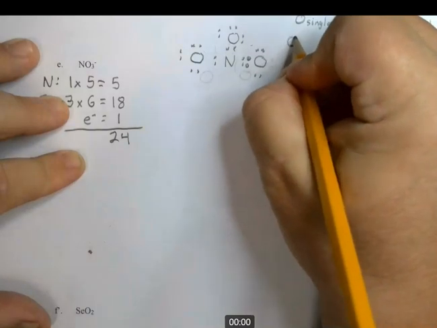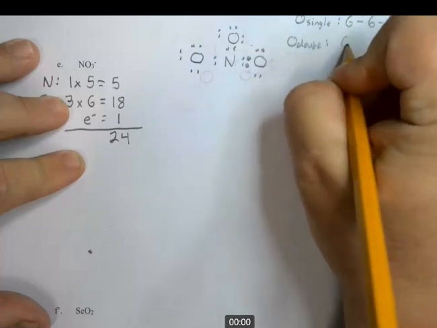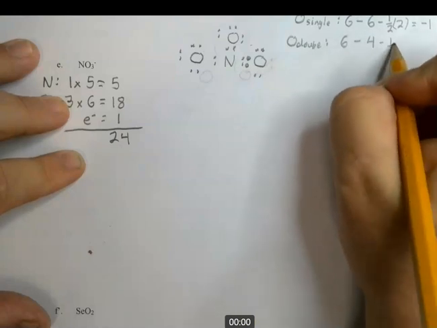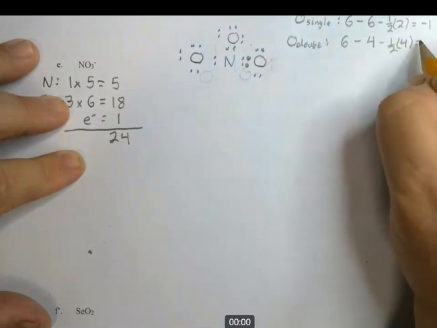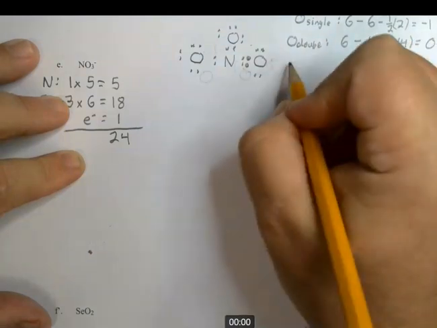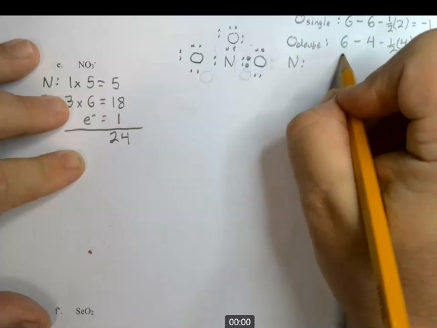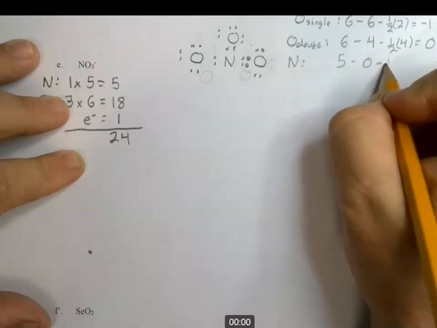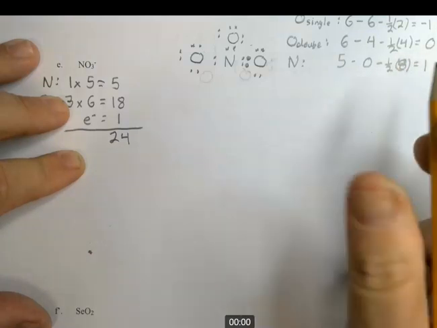Now we're going to do the oxygen double bond. And that's going to be 6 minus, it has 1, 2, 3, 4 non-bonding, minus half of 1, 2, 3, 4 bonding. So 6 minus 4 minus 2 is 0. And finally we have the nitrogen in the middle. Alright, and that's going to be 5 minus 0, it has no non-bonding, minus half of 8 bonding electrons. That's going to give you positive 1.